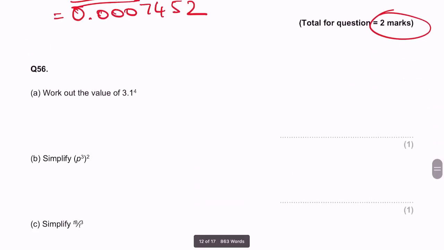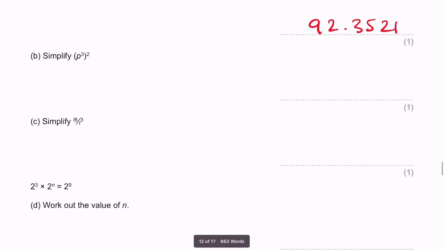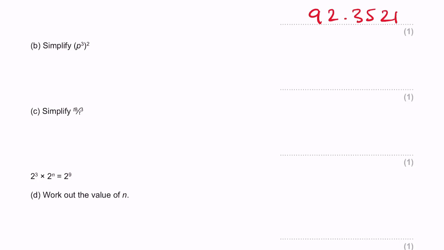That's 2 marks. Work out the value of 3.1 to the power of 4. Get your calculator out, 3.1, the power button, and then type in 4 for the power. And that gives 92.3521. Next, p to the power of 3 to the power of 2, which is 3 times 2, which is p to the power of 6. Simplify t to the power of 8 divided by t to the power of 3, so 8 take away 3, which is t to the power of 5.